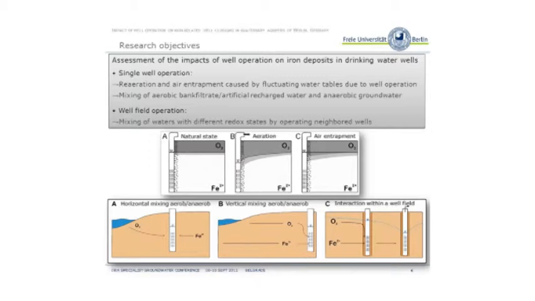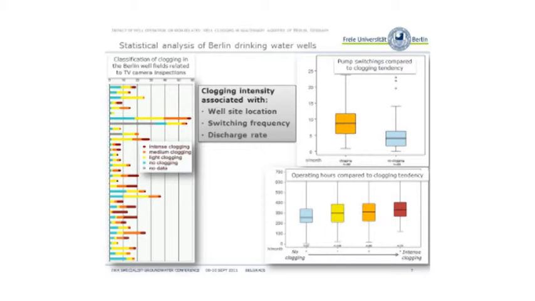The well field operation can cause a mixing of waters with different redox states by operating a neighboring well. So the well could age and get clogged only by operating a neighboring well, not the well itself. So our first approach was statistical analysis of the hydrochemical and operational parameters of these wells, in all these 800 wells.